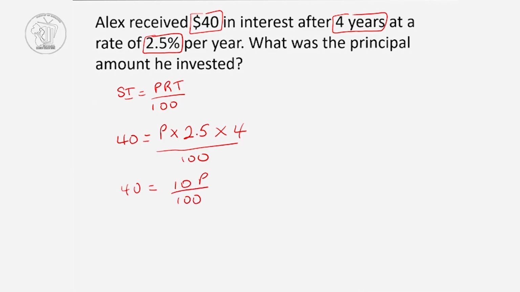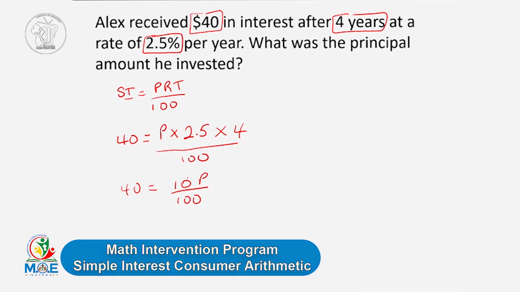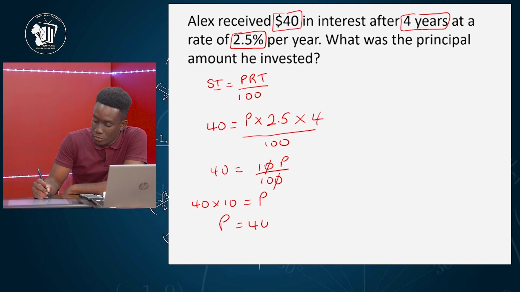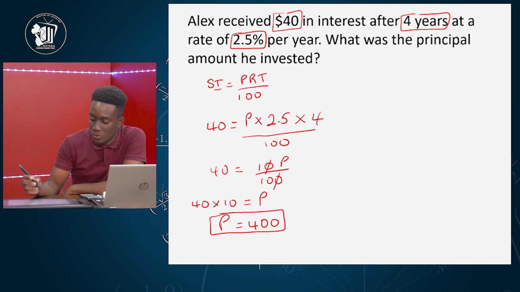So before we take off, we can do some cancelling out. You see this 0 cancels with that 0. So we're now left with 1P over 10 is equal to 40. 1P is the same as P. So we see the 10 is dividing. When we take it over, it will multiply. So we'll have 40 multiplied by 10 is equal to 1P, which is the same as P. So you can say, therefore, P is equal to 400.